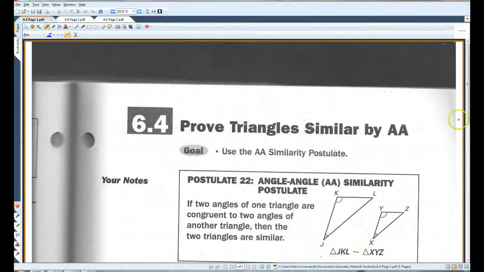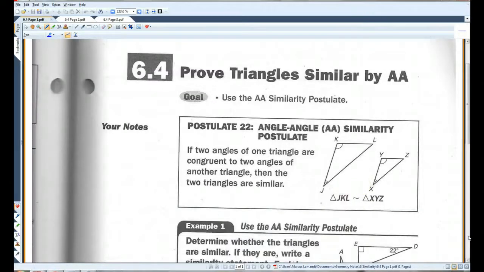Alright, 6.4. Prove triangles similar by AA. AA stands for angle-angle. Basically, if two angles in one triangle are congruent to two angles in another triangle, then the two triangles are similar. Okay, so you don't have to prove that all three angles are congruent and all three sides are proportional. If you got two angles that are congruent, you're good.